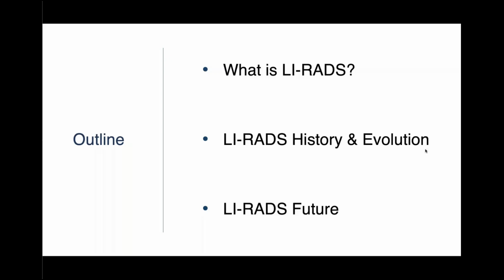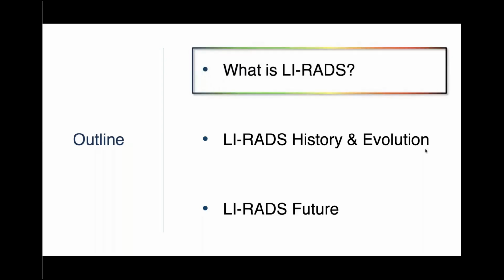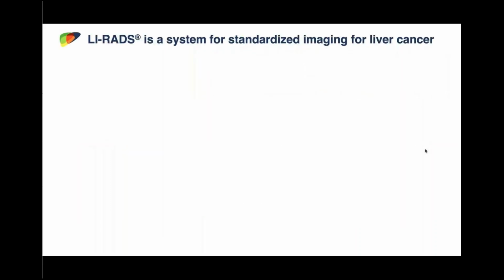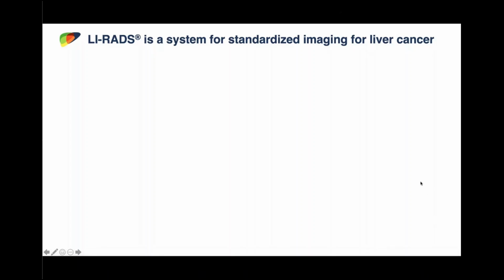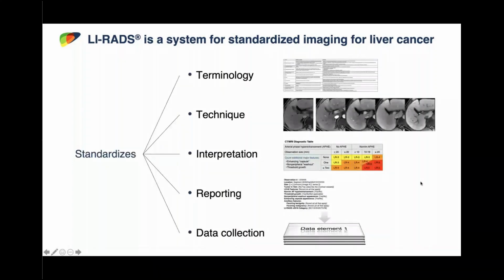So this is my outline, and I'll start with what is LI-RADS. LI-RADS is a system for standardized imaging of liver cancer. In particular, LI-RADS standardizes the terminology, the language that we use for imaging liver cancer. It standardizes the imaging technique.